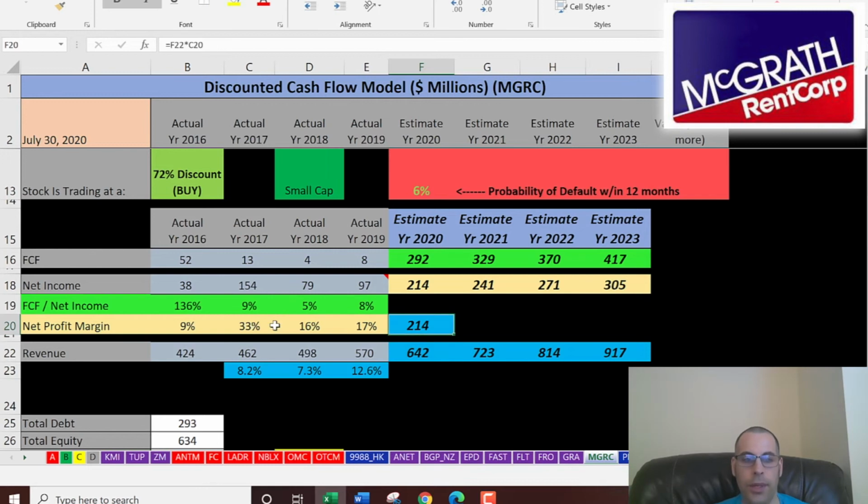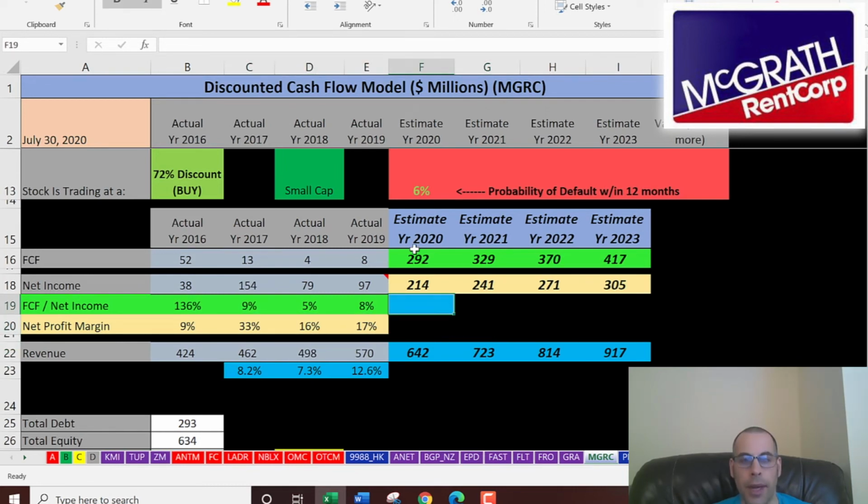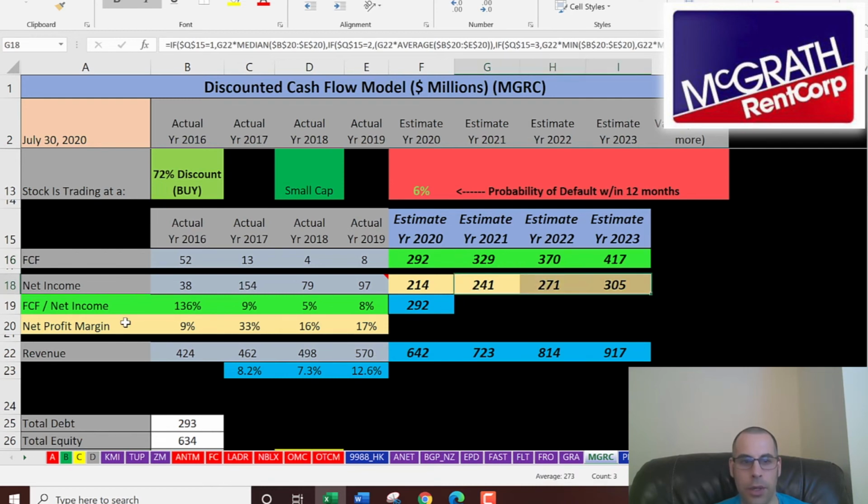And that's $214 million. To get the net profit margin is just net income over revenue. And for 2021, 22, and 23, I did the same thing. I took the revenue times the 33% net profit margin. And to calculate the free cash flow for 2020, I just took the net income for 2020 times the greatest free cash flow of net income, which was 136% in 2016. And that's how I got the $292 million. And I did the same thing for 2021, 22, and 23. I took the net income times the 136%.